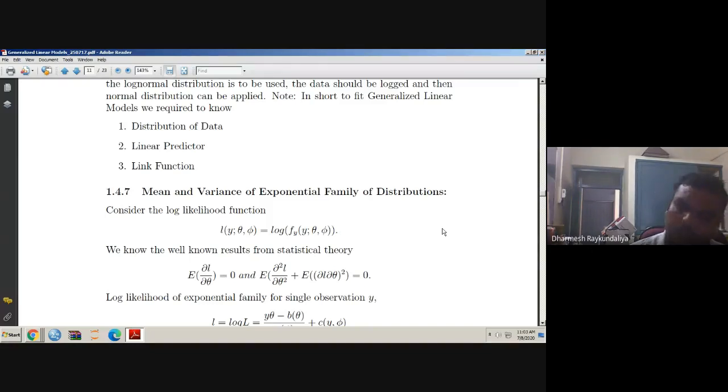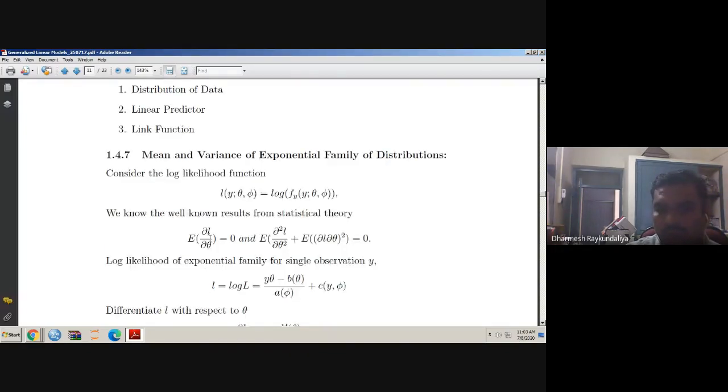This is a simple procedure to obtain the mean and variance. We know that the likelihood function can be written as L, and for a single variable it is f of y, and the log likelihood can be written as log of f, which we call L. Now we know this result from statistical theory: the expected value of del L by del theta equals 0, and the expected value of del square L by del theta square plus the expected value of del L by del theta, whole square, equals 0. These results are very good to know.